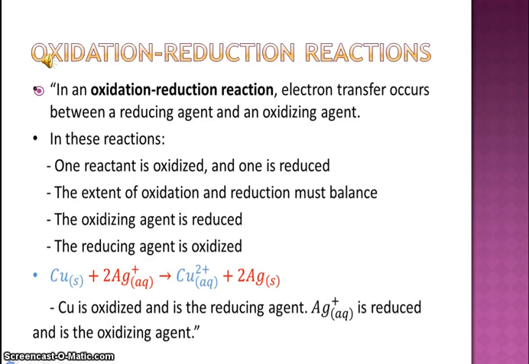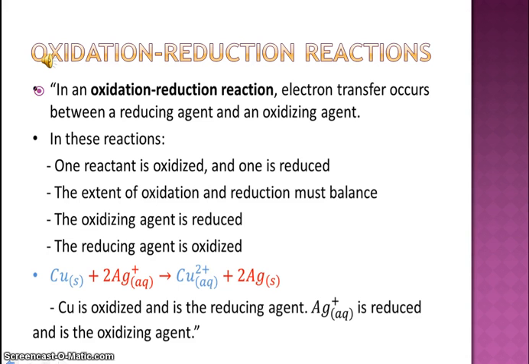In a reduction reaction, electron transfer occurs between a reducing agent and an oxidizing agent. In these reactions, one reactant is oxidized and one is reduced. The extent of oxidation and reduction must balance. The oxidizing agent is reduced and the reducing agent is oxidized.